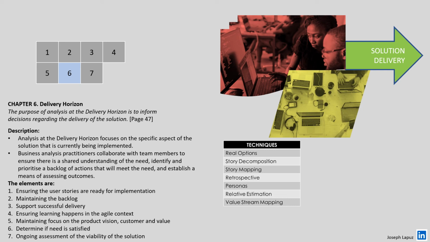The elements are 1. Ensuring the user stories are ready for implementation. 2. Maintaining the backlog. 3. Support successful delivery. 4. Ensuring learning happens in the Agile context. 5. Maintaining focus on the product vision, customer and value. 6. Determine if need is satisfied, and lastly, 7. Ongoing assessment of the viability of the solution.